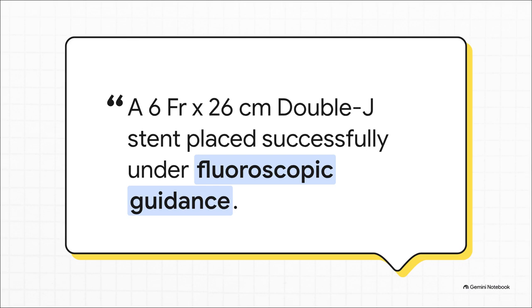It gives the length, 26 centimeters. It names the type, and crucially, it specifically mentions that fluoroscopic guidance was used to confirm the proximal curl is up in the renal pelvis and the distal curl is safely in the bladder. Getting this level of detail is a total game changer. It makes your coding practically bulletproof.